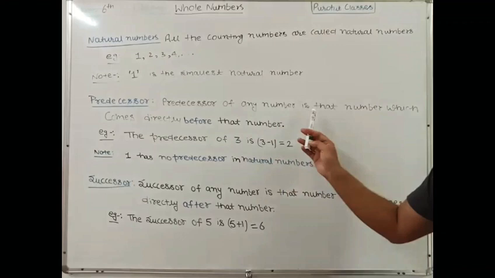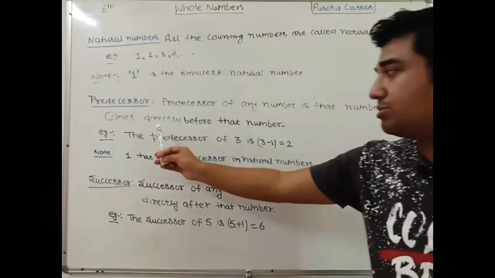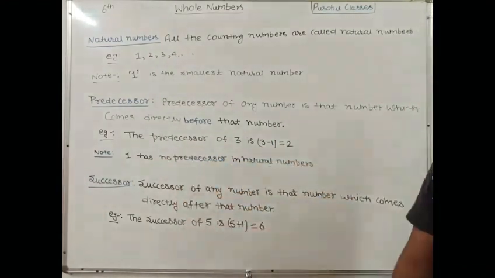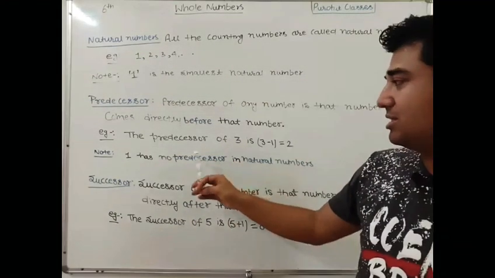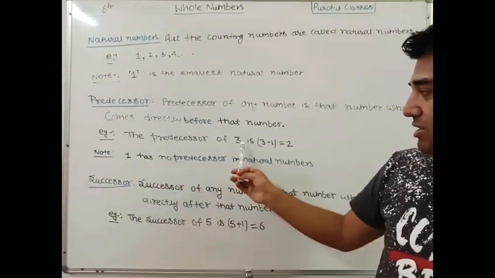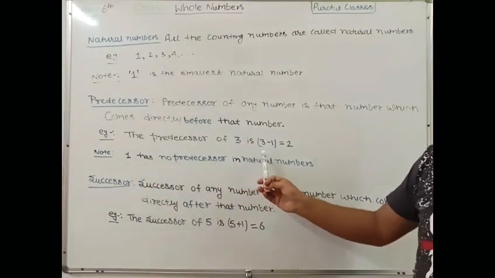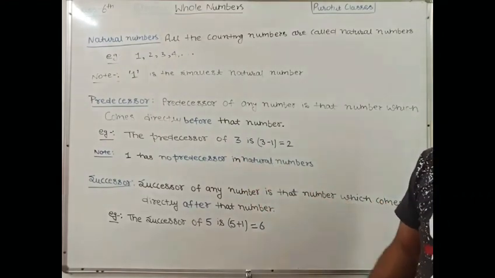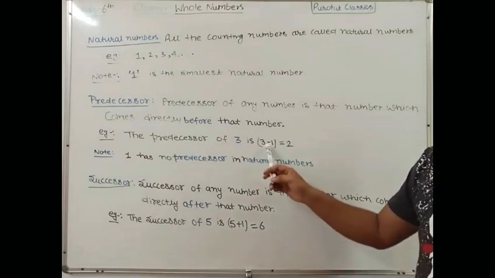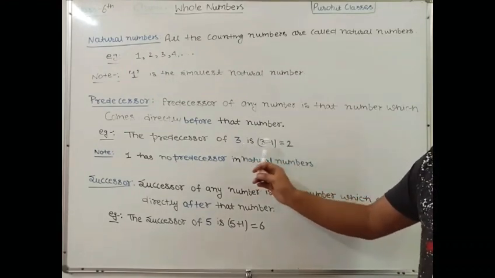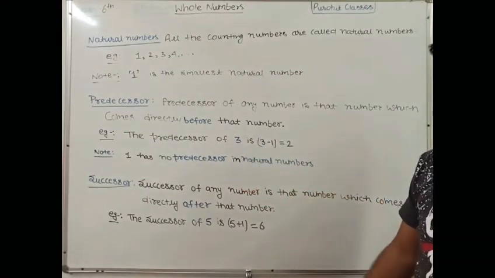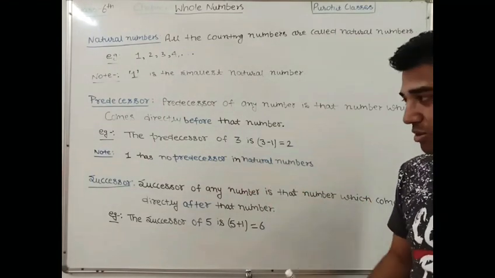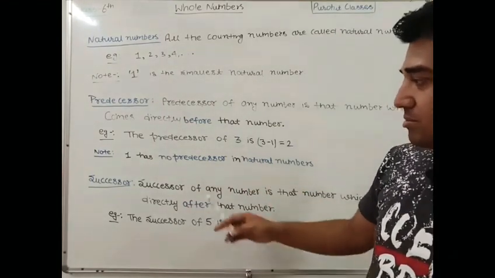The predecessor of any number is that number which comes directly before that number. Understood? Example: the predecessor of 3, I have written the rule here, is 3 minus 1. If you have to find the predecessor, you subtract 1 from that number and that gives you the predecessor. So 2 is the predecessor of 3, or the predecessor of 3 is 2. In both ways we can pronounce it.